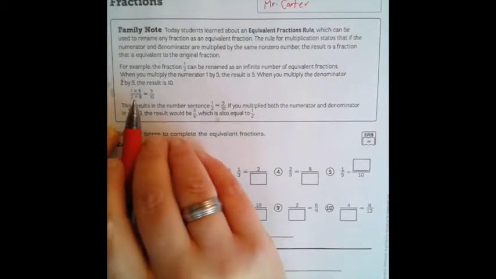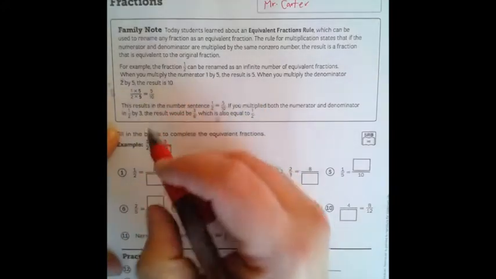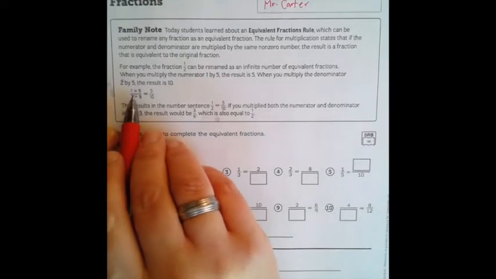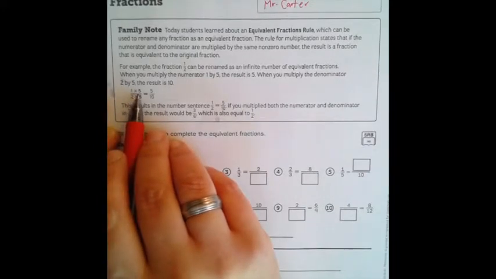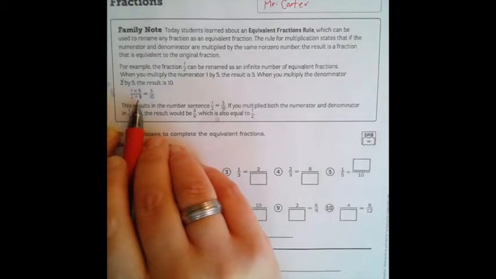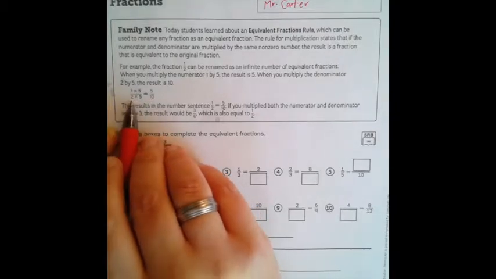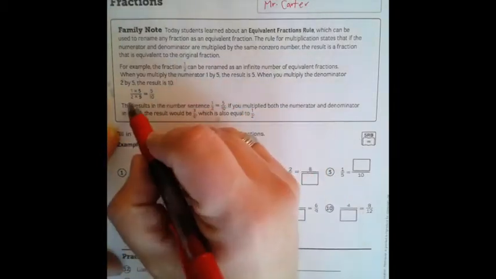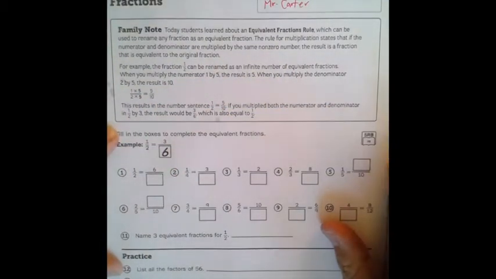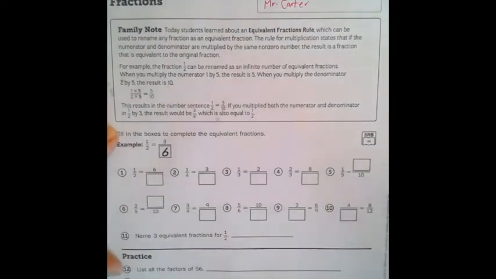So if you start with a fraction, let's say 1/2, and you multiply the top by 5, you get 5. And if you multiply the bottom, or the denominator, by 5, you get 10 because 2 times 5 is 10. So 1/2 and 5/10 are equivalent fractions. So we're going to use this rule today to help us with our homework.